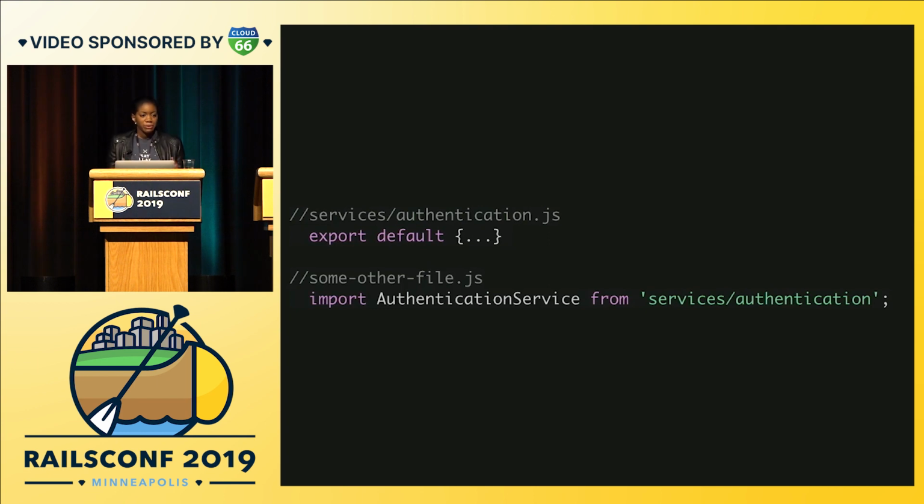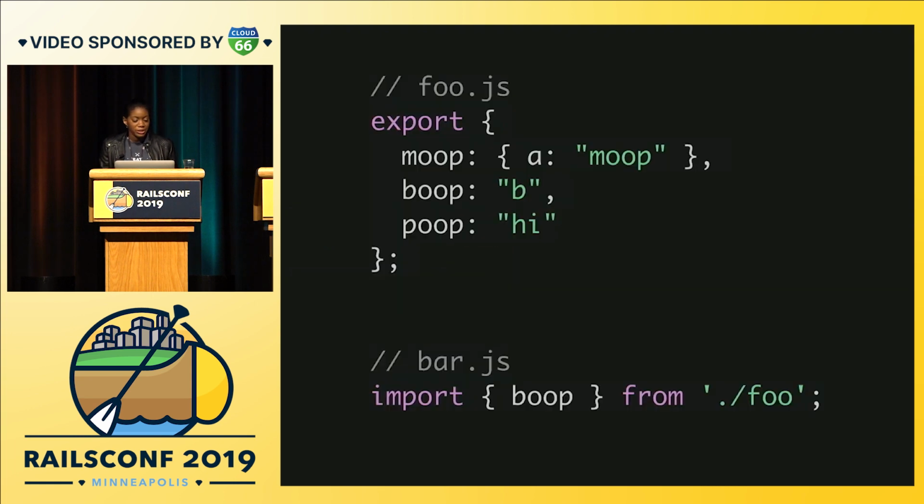If you don't export something from a JavaScript file, you can't use it in a different file. And if you want to export the entire file, you can just put it in your export brackets. But another part that's super powerful is the ability to export multiple things. In this example, we have foo.js, and we're exporting 3 things. But we also have a bar.js that imports just one of those things. And this is super powerful.